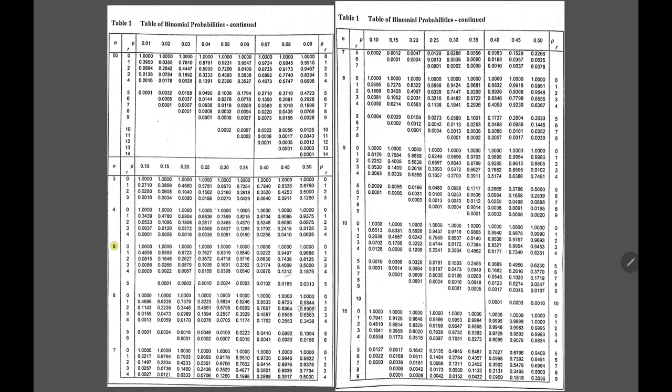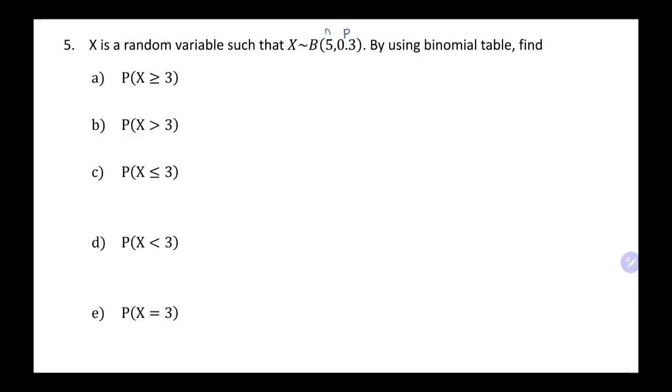So we can see here n equals to 5 and p equals to 0.3. This column, and we find r equals to 3. So we have 0.1631. So we put direct answer 0.1631.